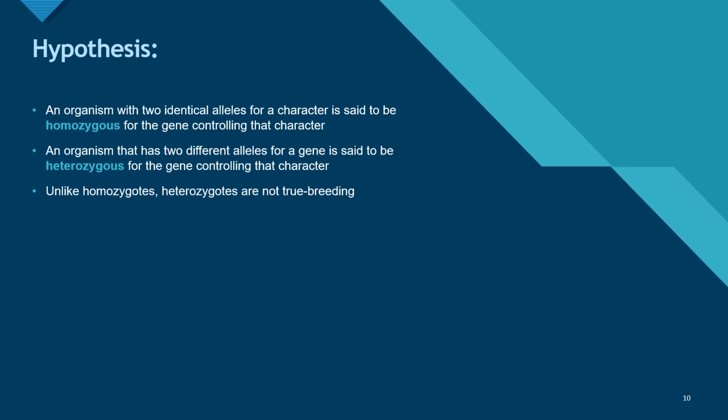An organism with 2 identical alleles for a character is said to be homozygous. So something that is the same and the same is homozygous. An organism that has 2 different alleles for a gene is said to be heterozygous. So something that is heterozygous looks something like this. Unlike homozygous, heterozygous are not true breeding.